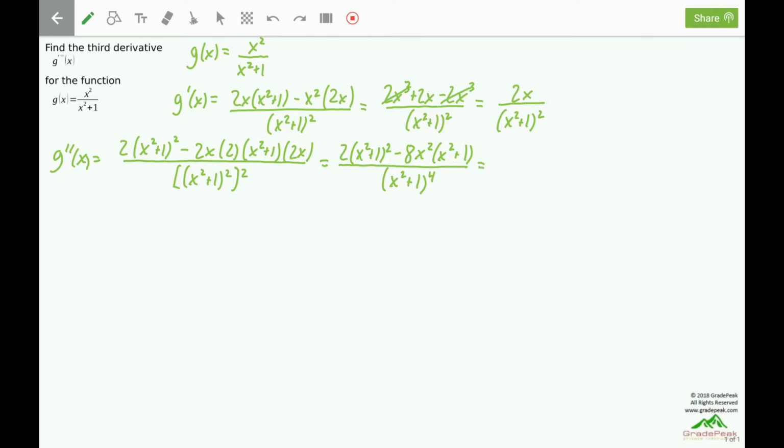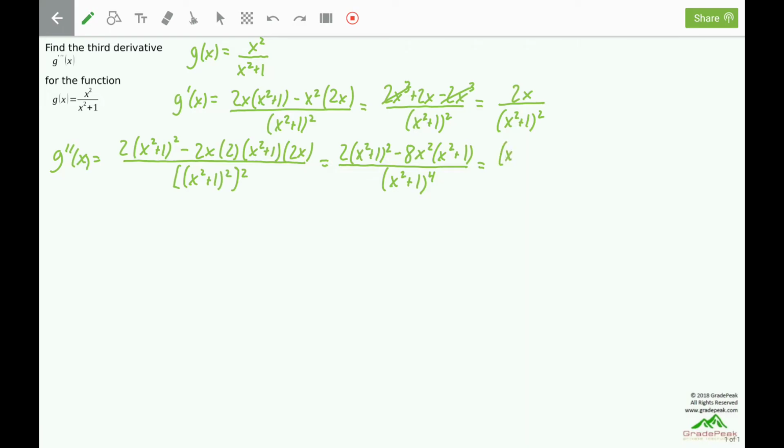In the numerator, I have a common factor of an x squared plus 1. I also have a common factor of a 2, but I'm not going to factor that out since there's nothing in the denominator to cancel with. We need to take one more derivative here. We need to go to g triple prime, the third derivative. So I just want to simplify this enough to make the derivative easier. We don't want to factor numbers out if they don't cancel.